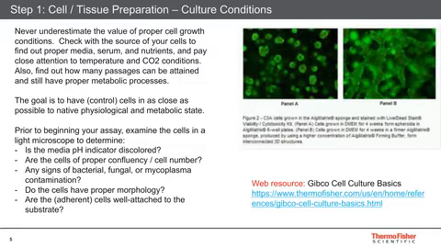Some assays require that the cells are totally confluent and have contact inhibition going on. Are there any signs of bacteria or fungi? Do you have any strange floaties floating around in your cells to indicate that there might be some contamination? Do the cells have proper morphology? Are they shrunken? Do they have weird extended processes, or are they how they're supposed to look? Are they blebbing? I'll show you an example of that.